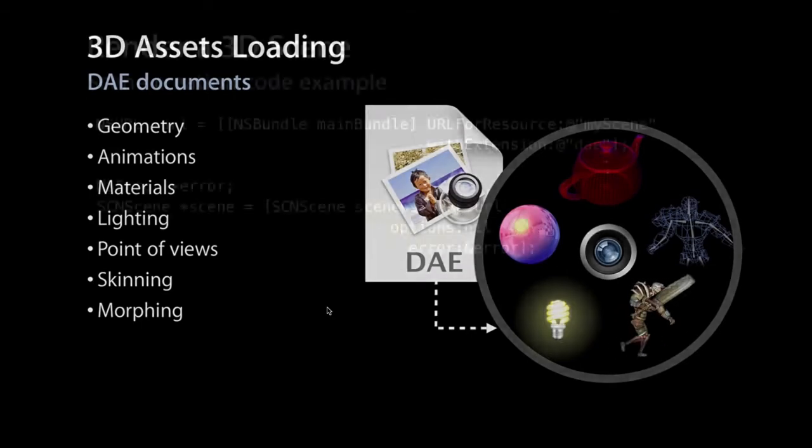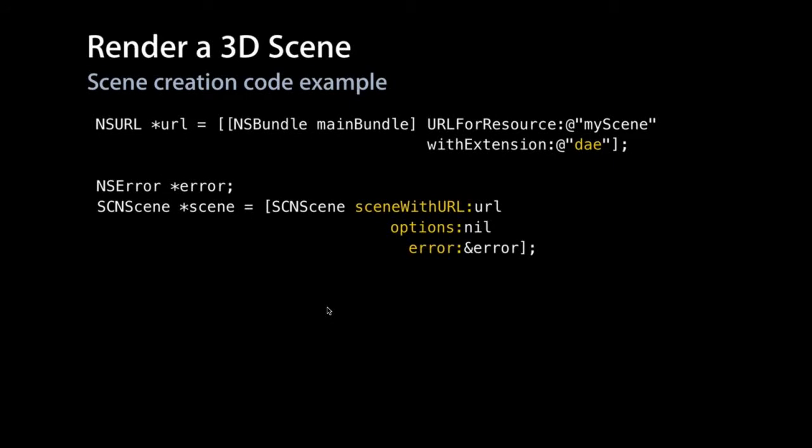Loading such a DAE file is straightforward with SceneKit. It can be done with just one single line of code. So typically you will start by getting the URL to your DAE document using NSBundle. And once you have your URL, you can load your scene using sceneWithURL:options:error: on the SCNScene class. This will load the DAE file and return a new instance of an SCNScene.